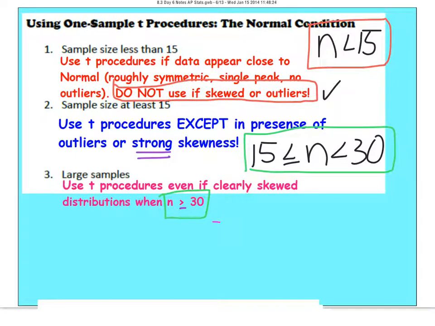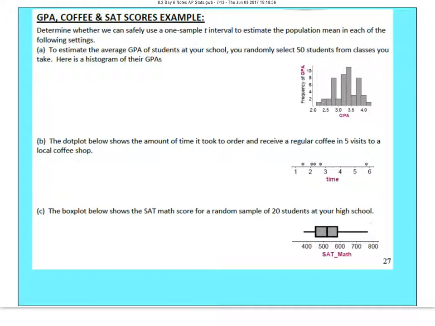However, do keep in mind, if the population that we are pulling from is approximately normal, then we can automatically assume that our sample meets the requirements, and we do not have to check any of these T procedure conditions for normalcy. So let's see if the conditions are met for any of these. Determine whether we can safely use a one sample T interval to estimate the population in each of the following.